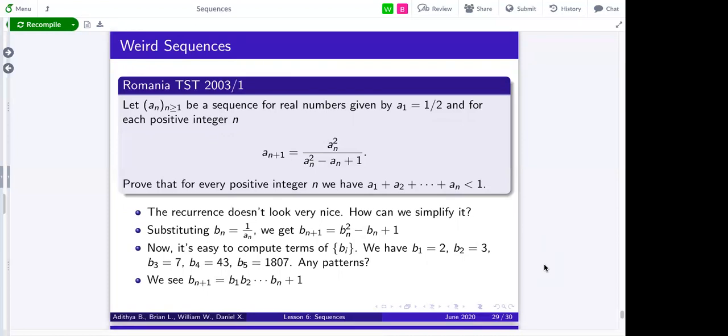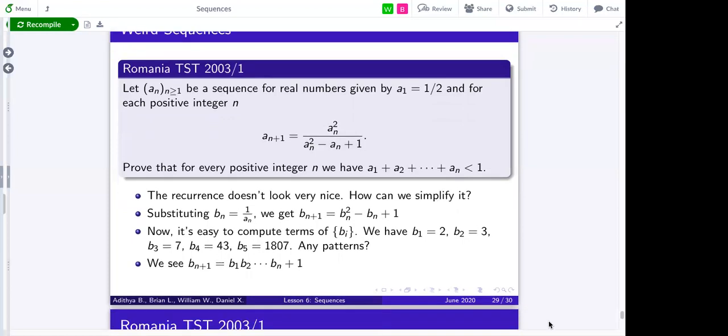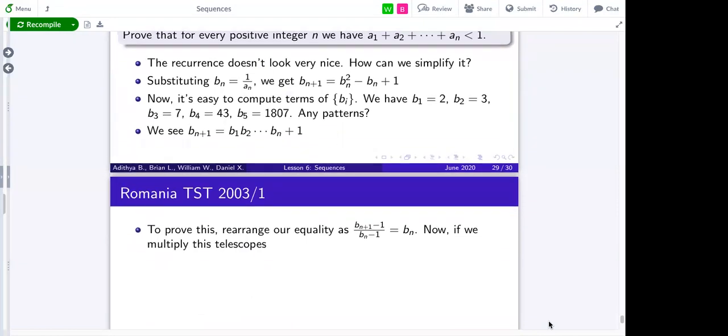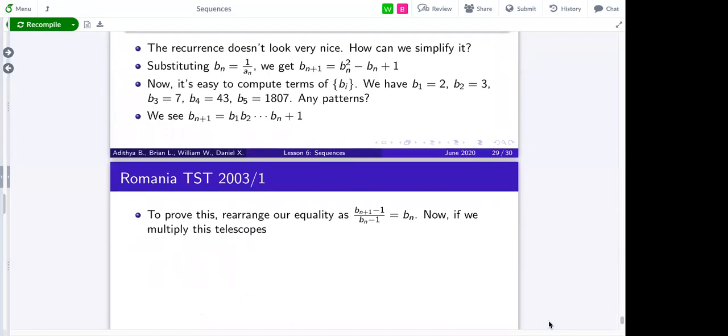So on the next slide, we rearrange our equality as b of n plus 1 minus 1 over b of n minus 1 equals b of n. So we did this just by subtracting 1 on both sides and then dividing by b of n minus 1. So now we try multiplying everything and it actually telescopes.